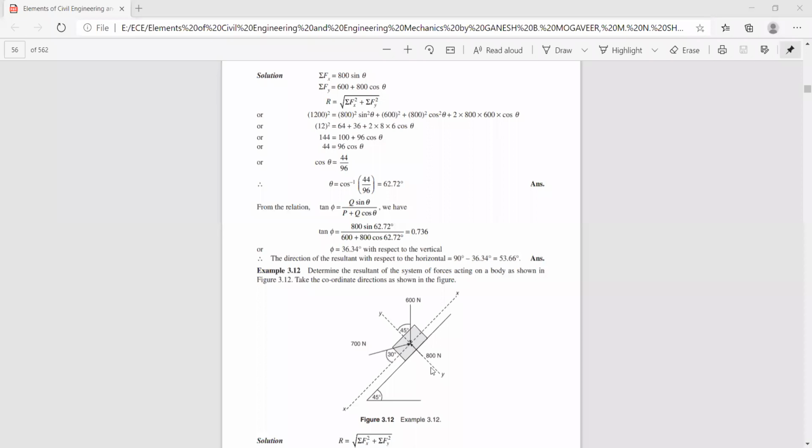Now here I think you have one more force, that is 800 Newton. The 800 Newton force is also acting along the y direction. So if this is 45 degrees, obviously this angle is also 45 degrees.